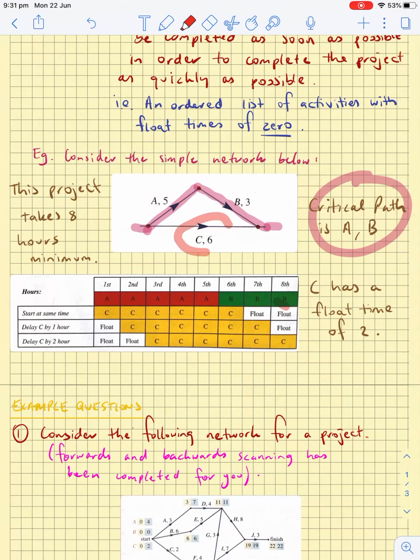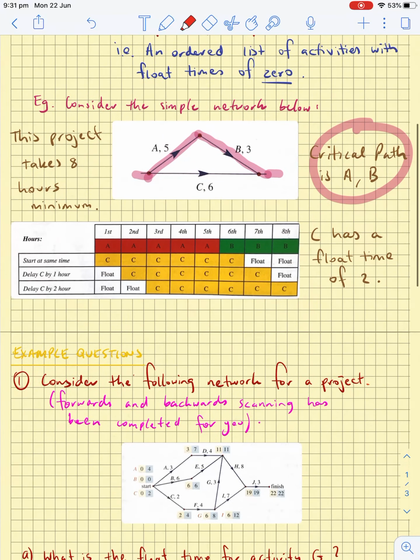If we delayed C by 1 hour, we'd have a bit of float time at the start, then we'd get C done in the next 6 hours, and then there'd be another hour of float time at the end where nothing's happening with whoever's completing C. We can also delay C by 2 hours instead and get C done in the last 6 hours. For all these three options, it doesn't really matter what happens. So we say that C has a float time of 2. It's these 8 hours, take away these 6 hours, to get the float time.